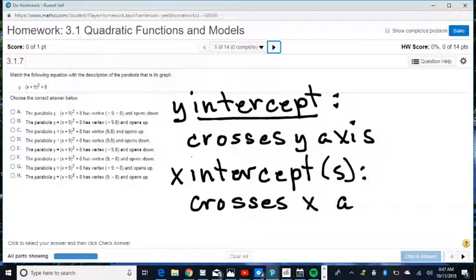the x-axis, which is the horizontal one. So make sure you remember which one's which. Okay? So we have these two things that we're going to be sometimes asked to find. So make sure that you remember those.